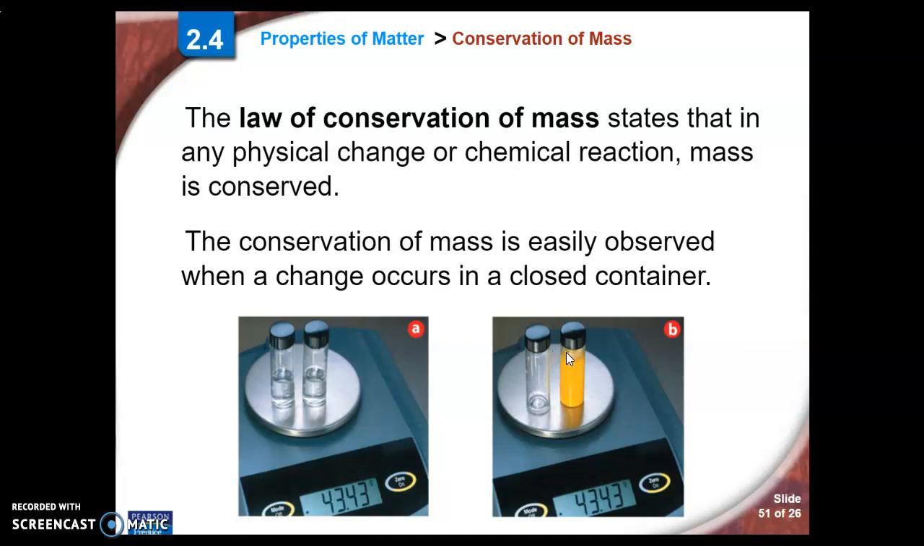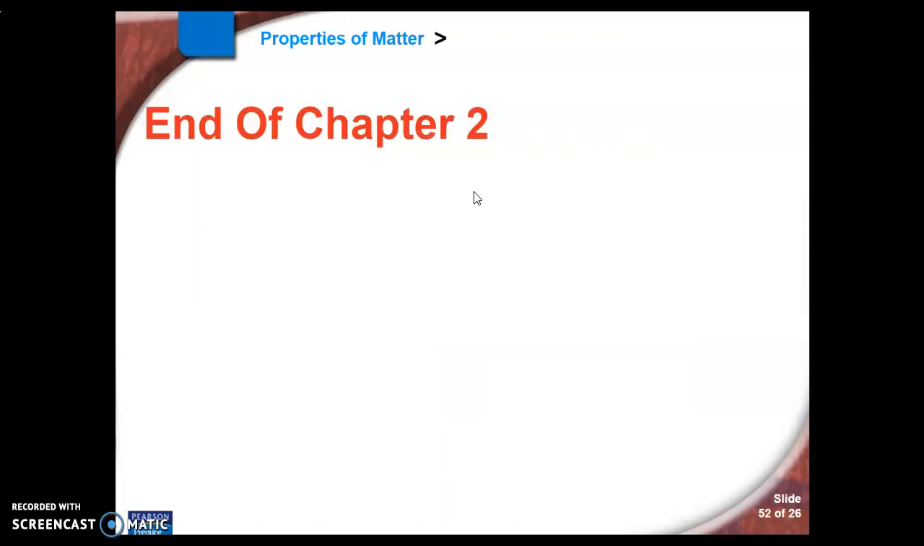Elements and the total mass do not change during a chemical reaction. This is very, very important. There will be questions in the regions about this.